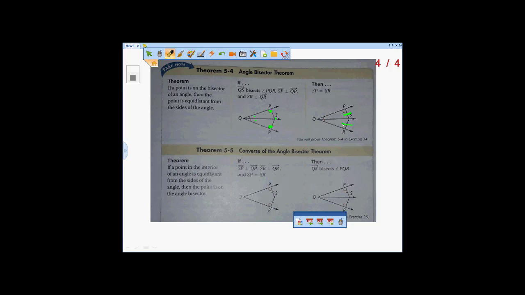Also, I have the converse of the angle bisector theorem. The converse means if I have a point in the interior of an angle that is equidistant from the sides of the angle, like S, it means SP is equal to SR, and SP and SR are perpendicular to the sides. If I find that, then the line drawn passing through S is the bisector of this angle. If I draw a line like QS, then this line is the bisector of this angle.